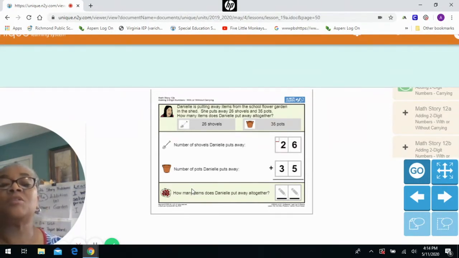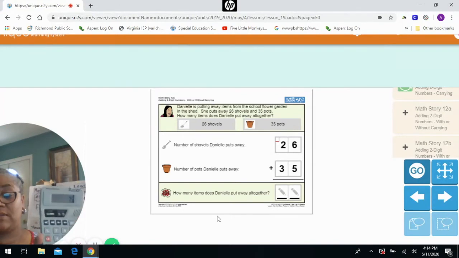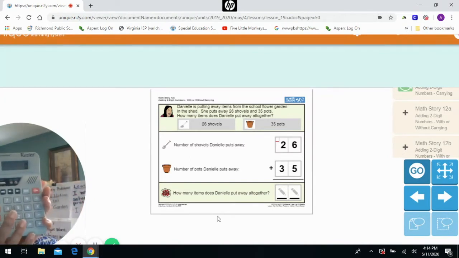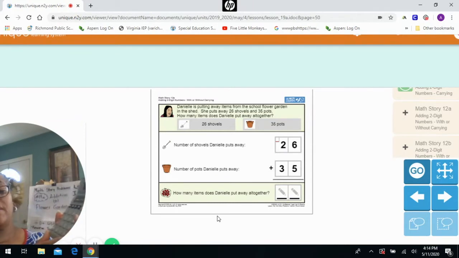So Danielle is putting away items from the school flower garden in the shed. She puts away 26 shovels and 35 pots. How many items does Danielle put away all together? Remember, all together. Now here we have to regroup, okay? But we're just going to put these in and use our calculator because we're practicing how to use the calculator. All right, so we hit the clear.